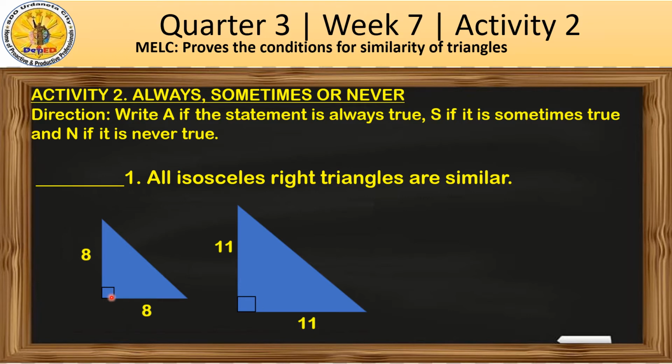Another thing is the included angle between the corresponding sides is always going to be 90 degrees in measure. So any two isosceles right triangles are similar by the SAS similarity theorem. So the answer is always true, and we will write A on the blank.